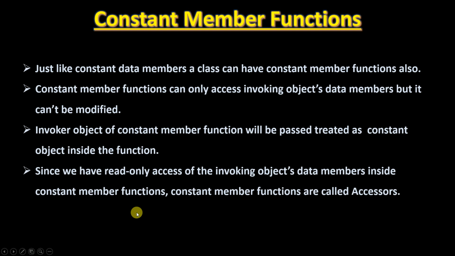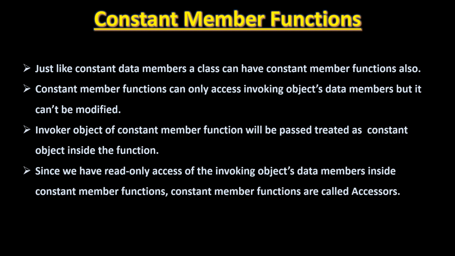Since we have read-only access to the invoking object's data members inside constant member functions, they are called accessors, because they are only used for access. Generally, we use constant member functions whenever we write getters; it is more helpful. Or if you want your method not to modify the invoking object's contents, you can make your member function constant. When you make your member function constant, you can only access the invoking object's data members, but you cannot modify them.